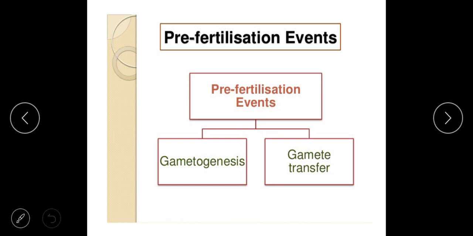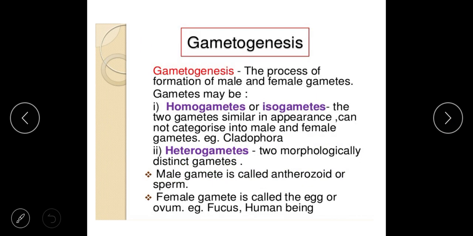In pre-fertilization events, the first, which I've already mentioned, is gametogenesis. Gametogenesis means the formation of the gametes: the sperm, the egg, the pollen grain, and so on. And gamete transfer means how the gametes are transferred from one body into another body. Before I come to the plants part, let us see the gametogenesis, which I've already mentioned to you.